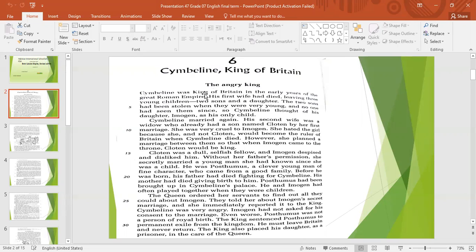Dear students, this king had a wife who died, but left three children, two sons and one daughter. The sons were stolen in early life, but the daughter Imogen remained with the king. Cymbeline married again. His second wife was a widow who already had a son named Cloten. Now, dear students, the king married another woman, and she had a son already from her previous husband, and his name was Cloten.